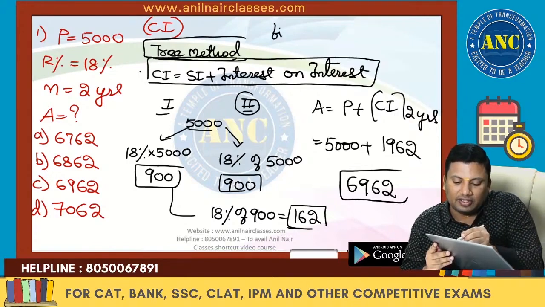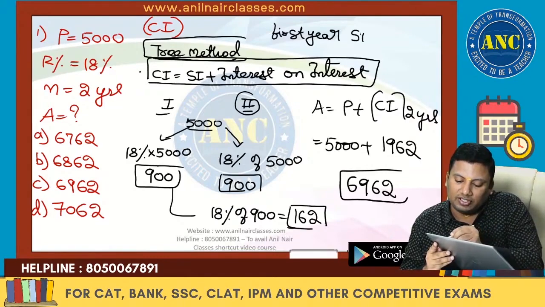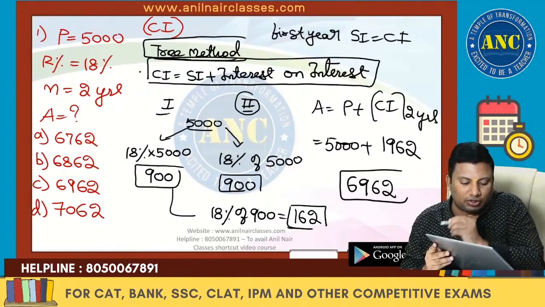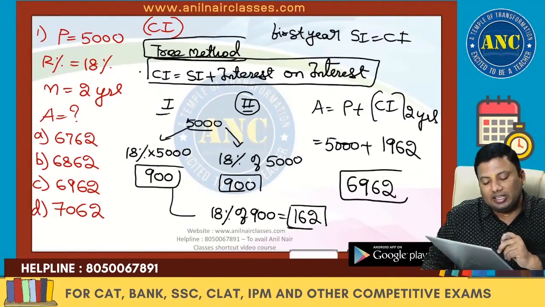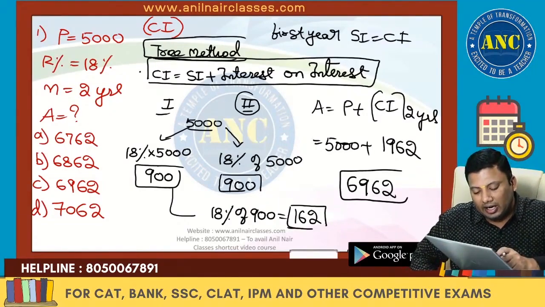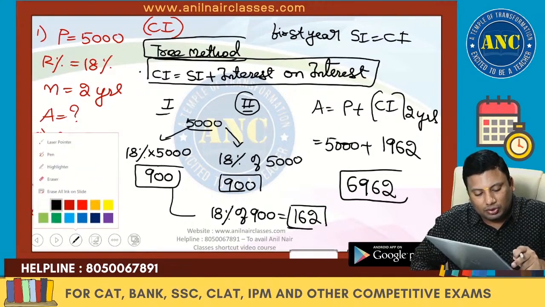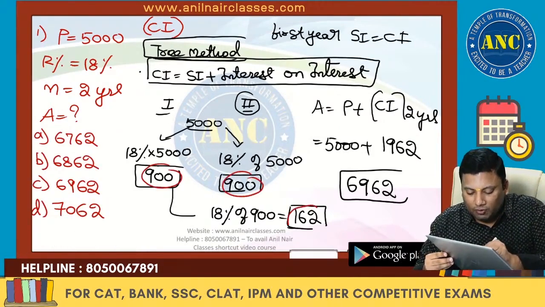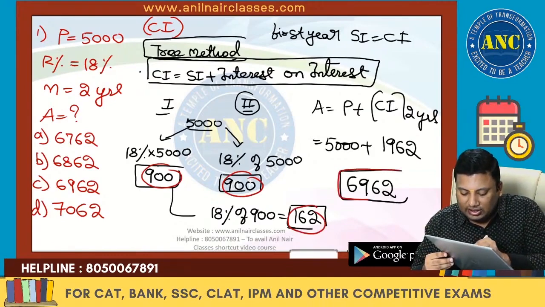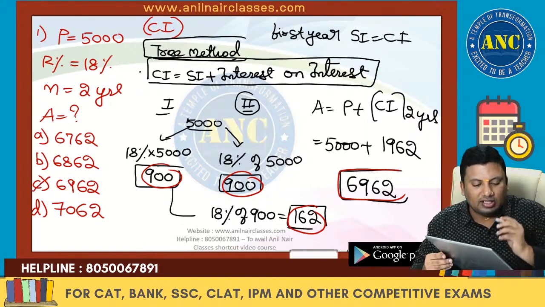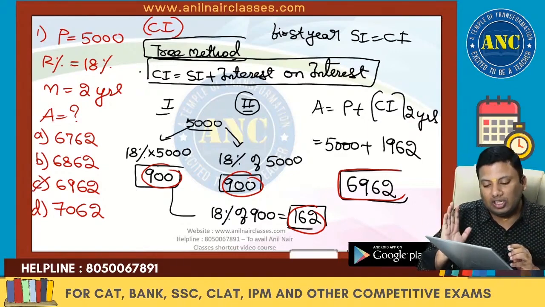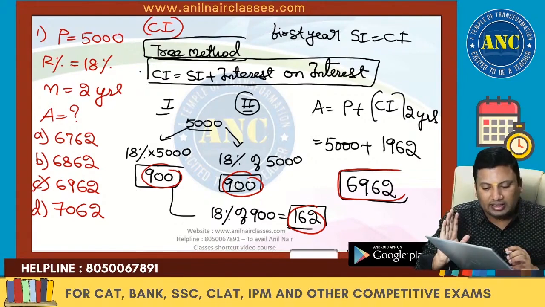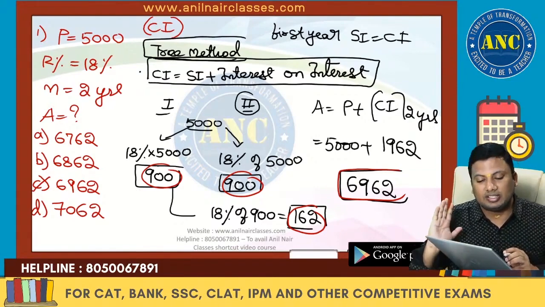In case of first year, SI and CI both are same. 18% of 5,000 is 900. 18% of 900 is 162. So 900 plus 900 plus 162, answer is 6962. If you know this concept, you can solve it like this and get the answer as 6962.